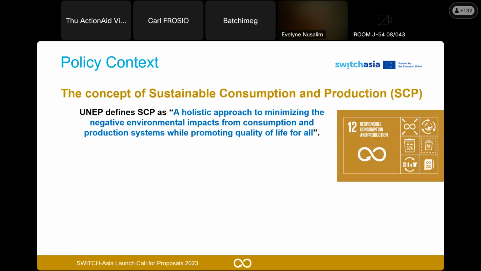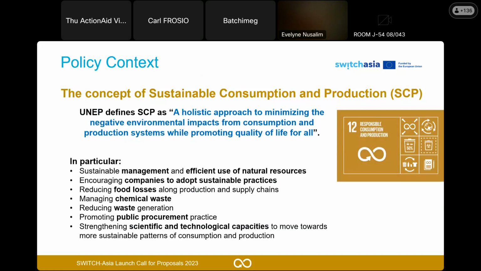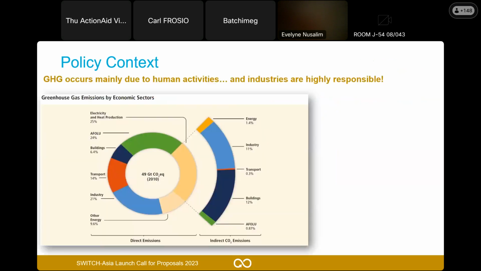Just to explain, UNEP defines sustainable consumption production as a holistic approach to minimizing the negative environmental impacts from consumption and production systems while promoting quality of life for all. And in particular, focusing on the management and efficient use of natural resources, encouraging companies to adopt sustainable practices, reducing food losses, chemical waste, also touching topics like waste generation, green public procurement practice, and strengthening scientific and technological capacities to move towards more sustainable patterns of SCP.